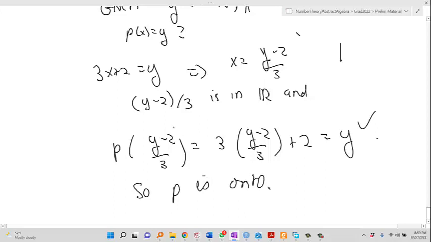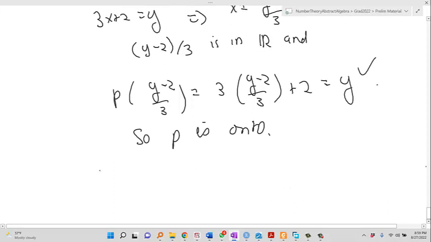Now notice that if I had changed the domain in this case, I might not have an onto function. You can think of what kind of examples that might be. For instance, if I have a domain which is an interval, you may not have an onto function.